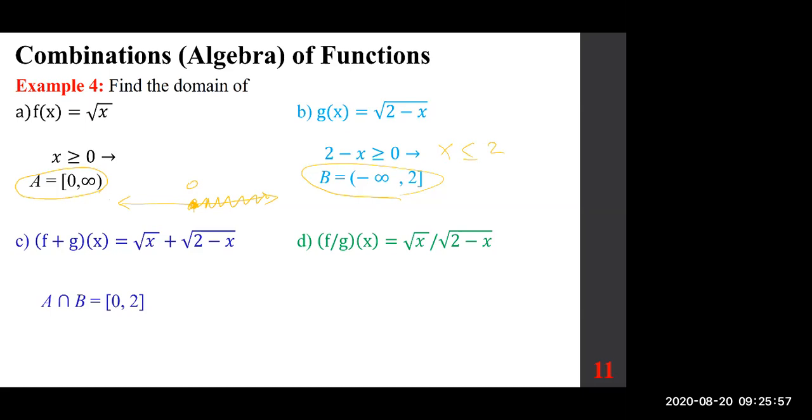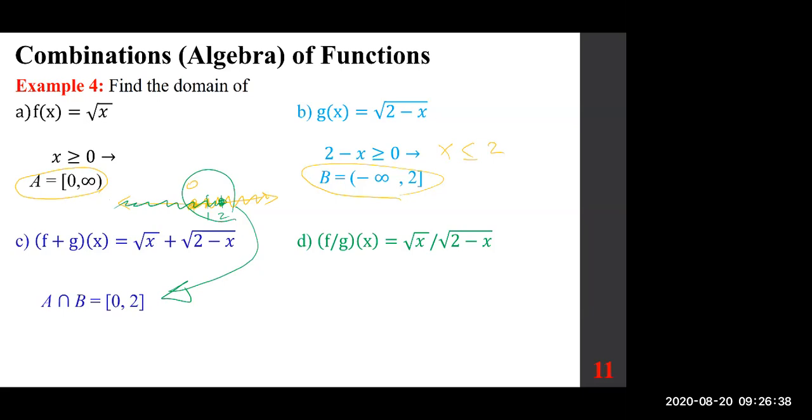Now for part B, I'm going to use a different color, and the same set: negative infinity to 2. If this is number 1 and this is number 2, that means from here all the way to negative infinity. So what's in common? It's this portion, 0 to 2. Now, f over g, or f plus g, or f minus g, or f times g, they have basically the same answer.